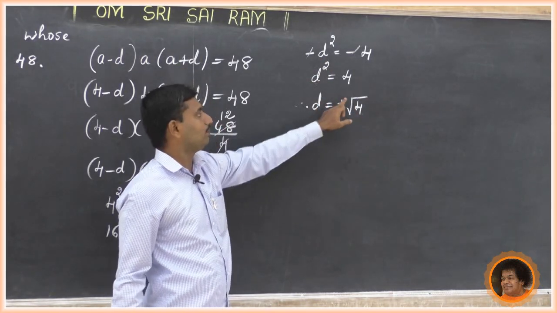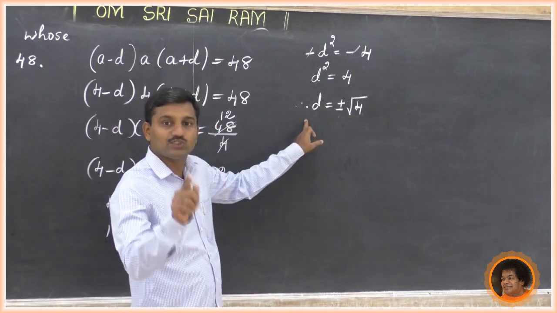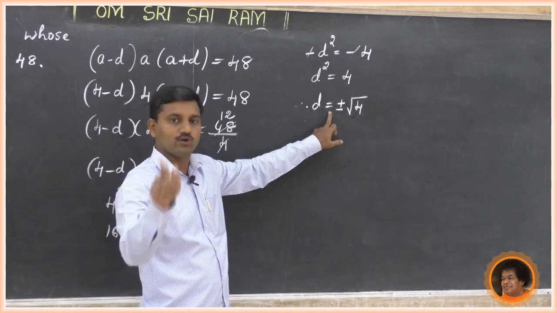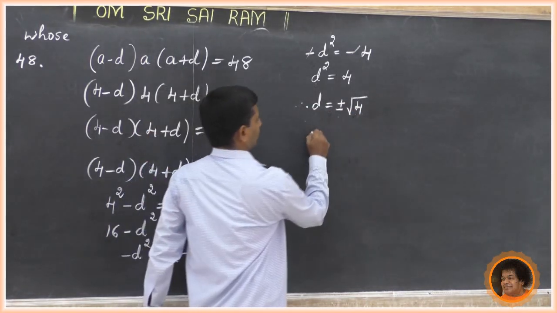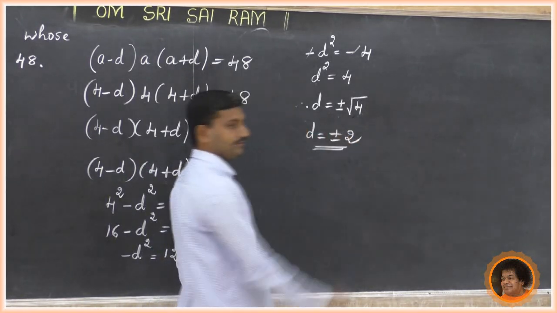So d is equal to plus or minus square root of 4. In other words, plus 2 into plus 2 is 4, and minus 2 into minus 2 is also 4. So therefore d is equal to plus or minus 2. This is the value of d.